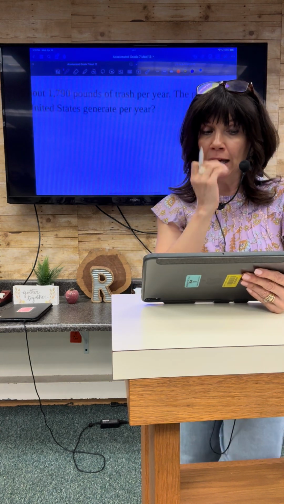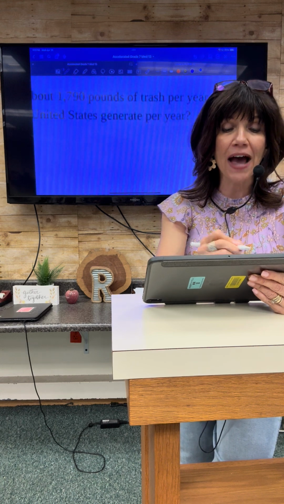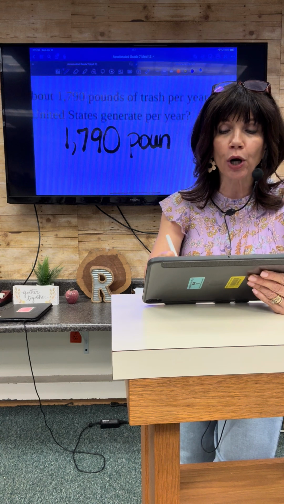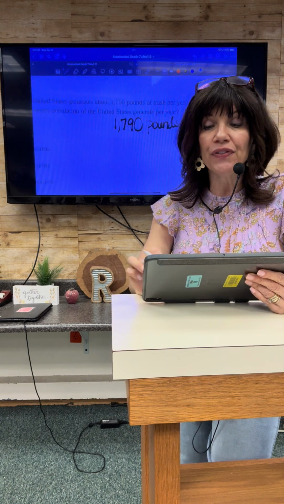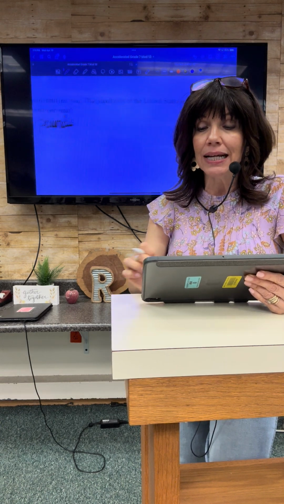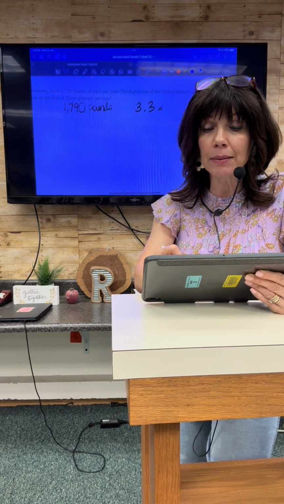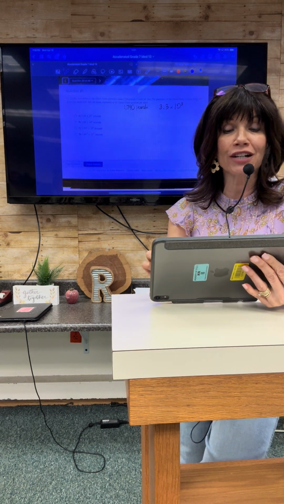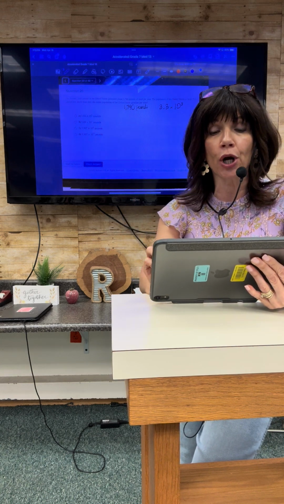Listen carefully. If Americans in the United States, each person generates or causes about 1,790 pounds of trash per year. Whew, that's a lot of trash, isn't it? Yes. The population of the United States is about, write this down, 3.3 times 10 to the 8th in the United States. About how much trash does the entire population of the United States generate per year?